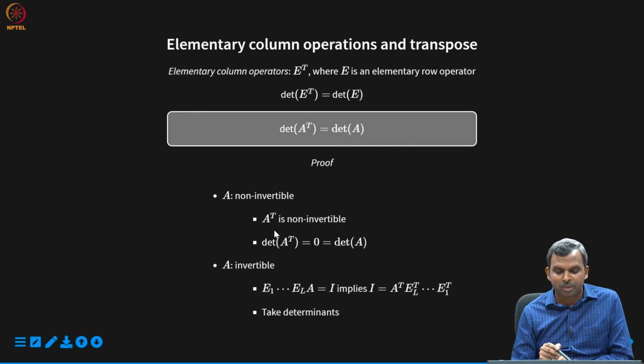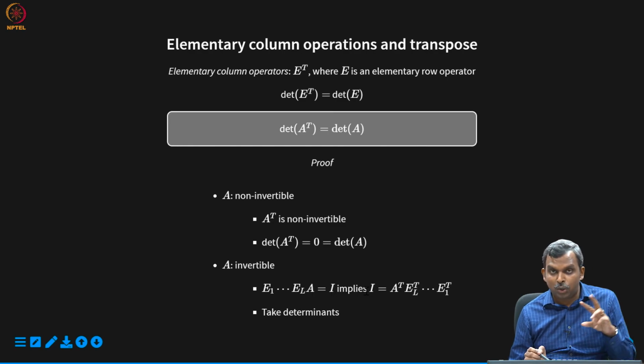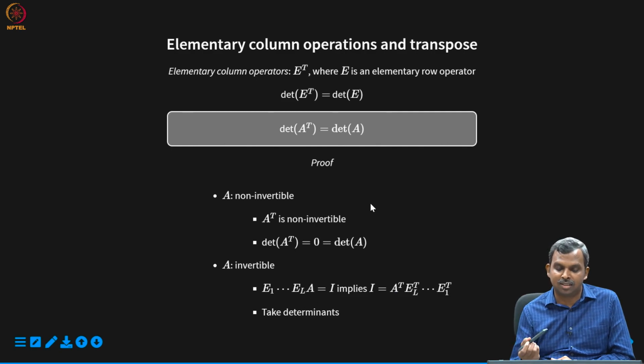If A is non-invertible, then A transpose is also non-invertible. We have seen this proof, right? Column space and row space have the same dimension, and determinant of A transpose and determinant of A are both 0. If A is invertible, then there is a sequence of row operations which take A to I. And you can do a transpose now, and you see there is a sequence of column operations which takes A transpose to I. Okay, now you take determinants. You will see that 1 equals determinant of A transpose times all these determinants. All these determinants are the same as determinant of A. So determinant of A transpose and determinant of A are exactly the same. You use this result, that determinant of E_L transpose is the same as determinant of E_L, and then you use these two relationships, you will get the answer.